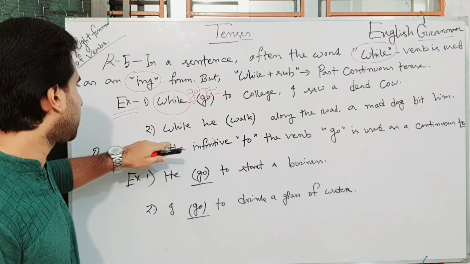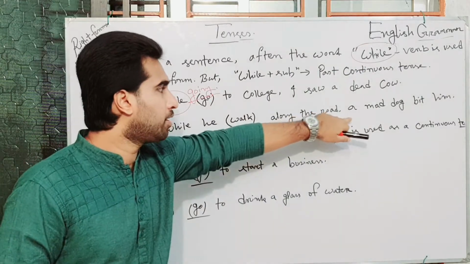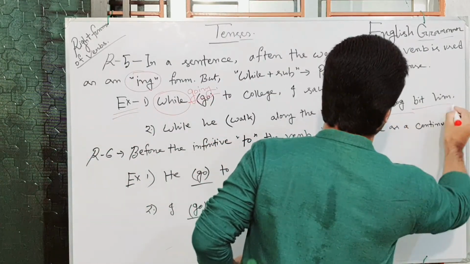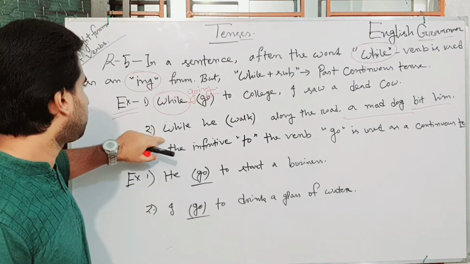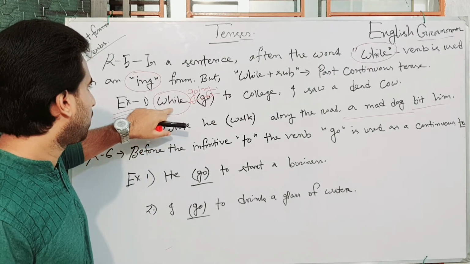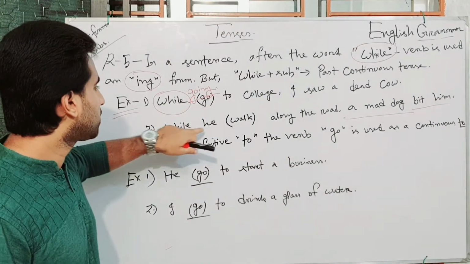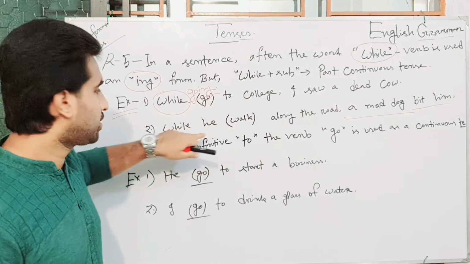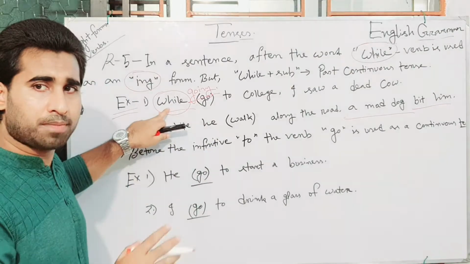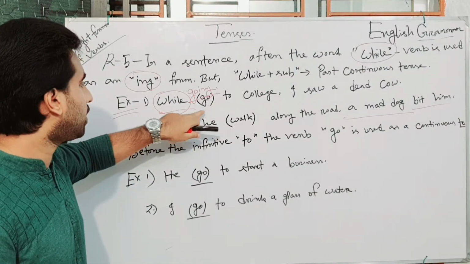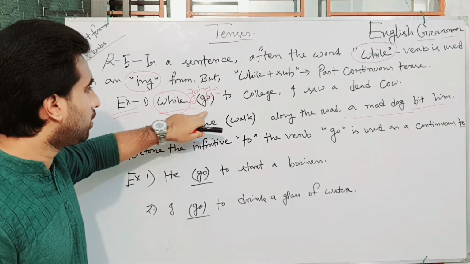But the later example is, while he (walk) along the road, a mad dog bit him. While, look at this. The difference between the two examples is, the first one is while plus verb. The second one is while plus subject plus verb. So the first one is while. After while, in an immediate sense, you have to use an ing form of the verb. If you see a verb after while, you have to use an ing form of the verb.